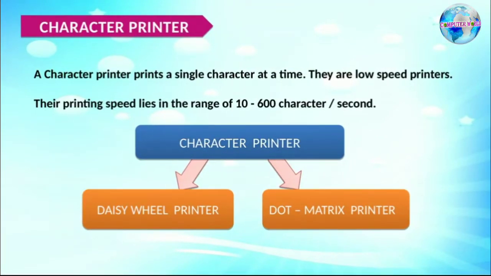Character printer. A character printer prints a single character at a time. They are low-speed printers. Their printing speed lies in the range of 10 to 600 characters per second. Character printer is classified into two types. They are daisy wheel printer and dot matrix printer.